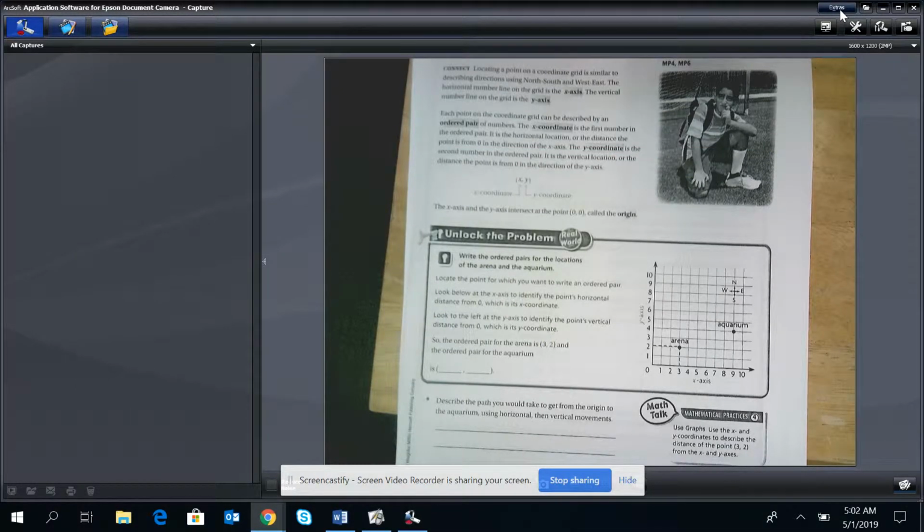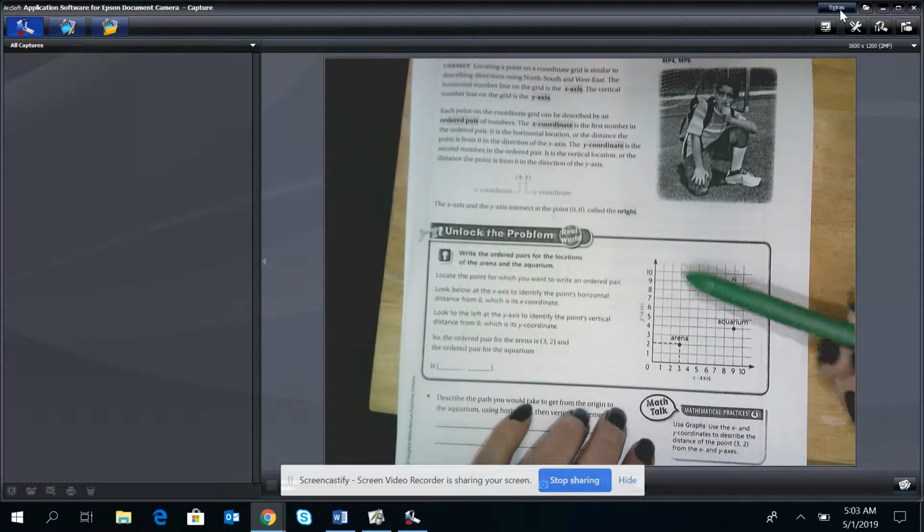Okay, guys, we're going to do ordered pairs. The essential question is, how can you identify and plot points on a coordinate grid? Locating a point on a coordinate grid is similar to describing directions using north, south, east, and west. The horizontal line on the grid is the x-axis.